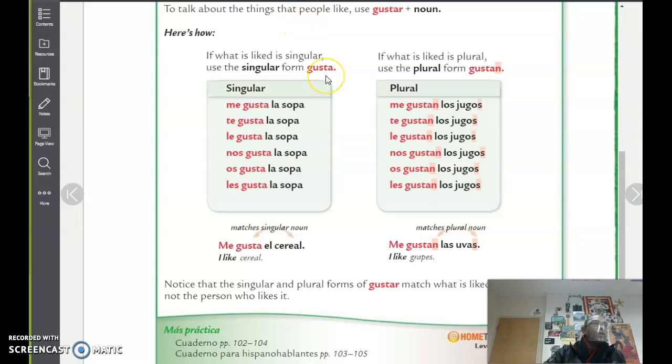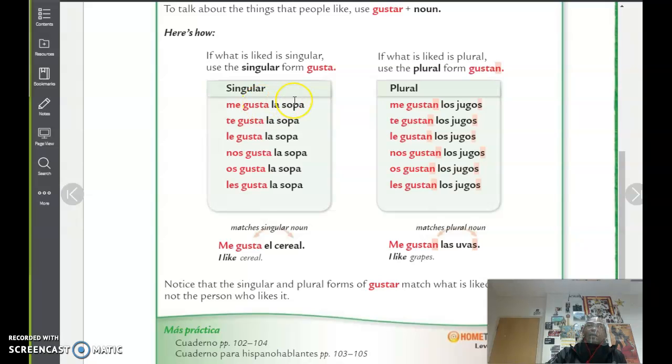All right, so yesterday's lesson was from page 145. It was gustar with nouns. Now, when you have the verb gustar, you already know that you have me, te, le, nos, os, and les in front of it. Me gusta is pleasing to me. And then when you use a noun that follows after, you just put the noun, right? For example, me gusta la sopa.